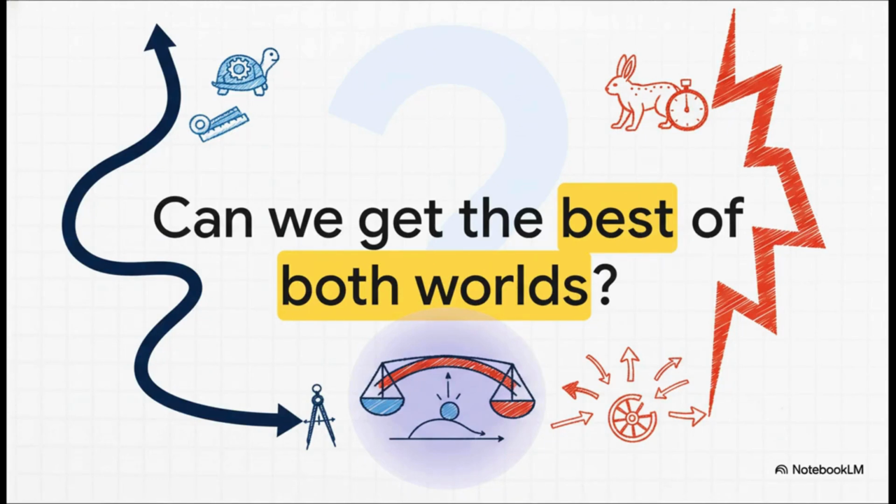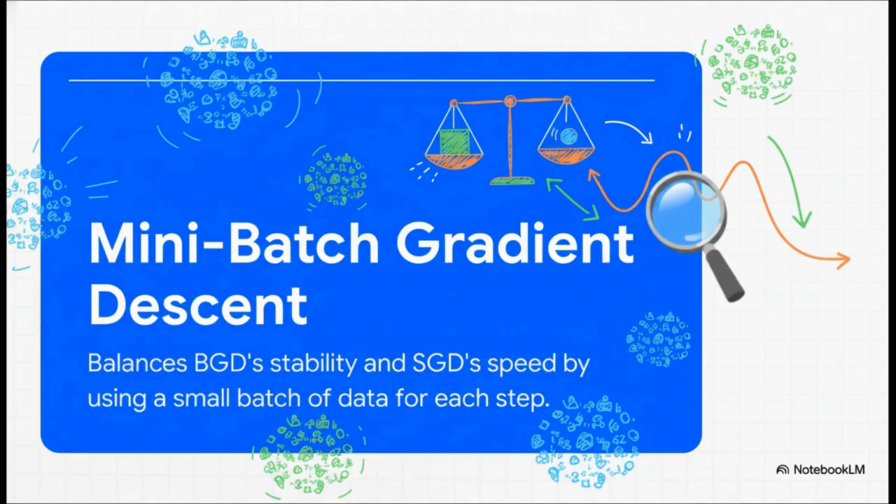Which naturally makes you wonder, is there a middle ground here? Can we get the speed of one with the stability of the other? And the answer is a resounding yes. That's mini-batch gradient descent, and honestly, it's the approach used in pretty much all modern deep learning.